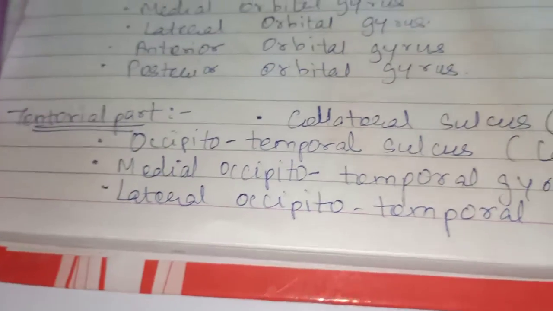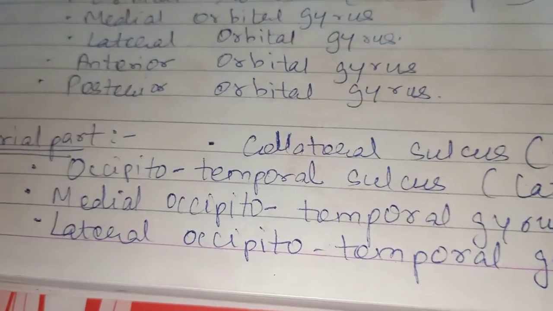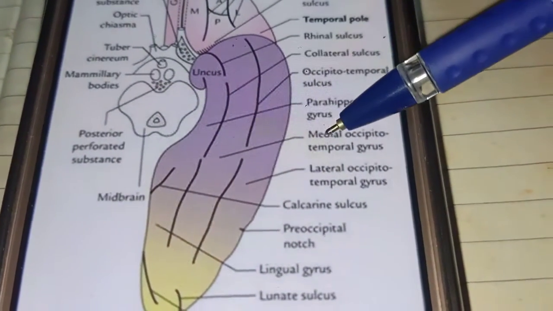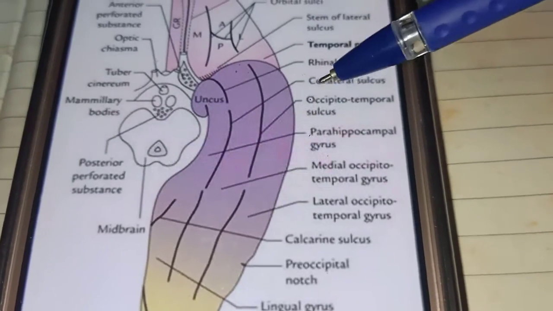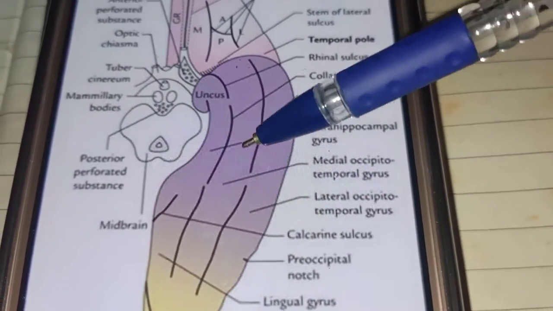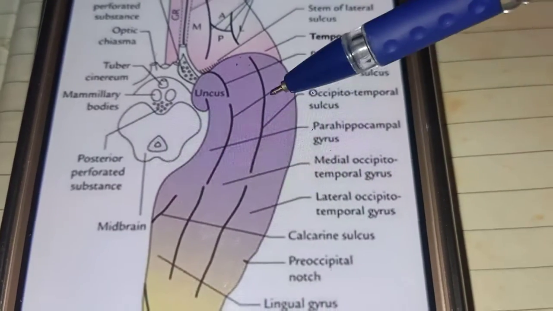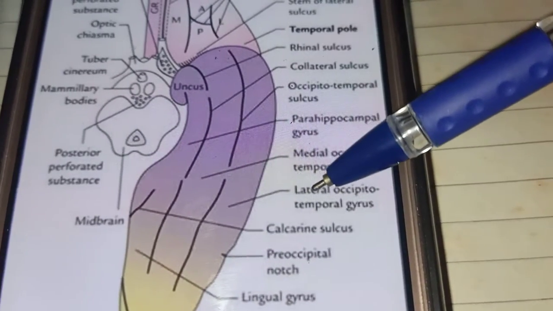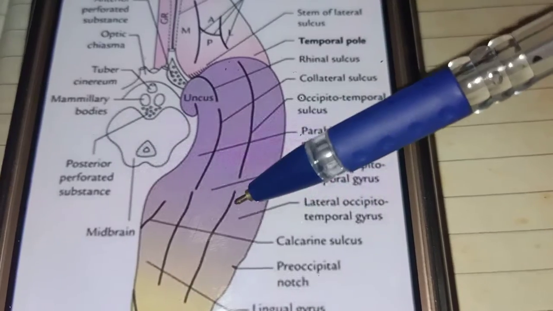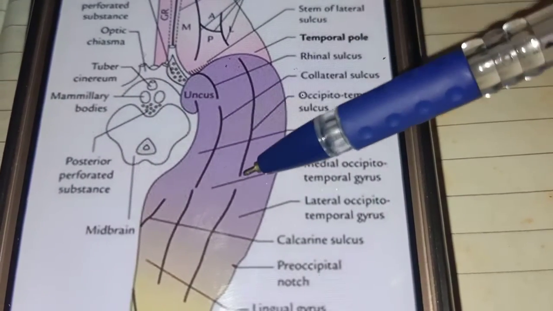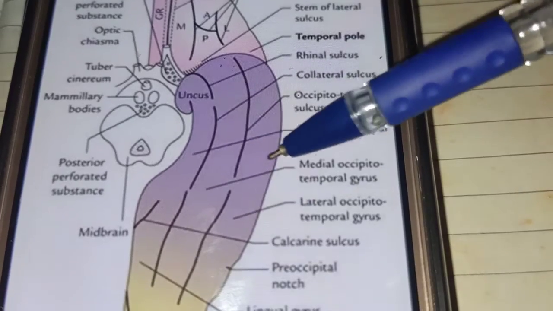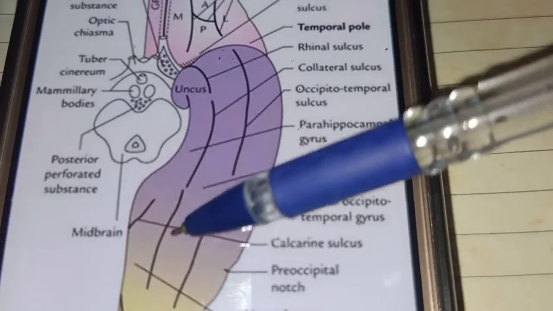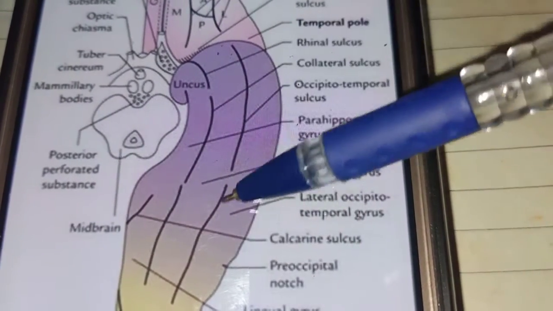Then there are the medial occipitotemporal gyri and the lateral occipitotemporal gyri. This is the medial occipitotemporal gyri, which is present between the collateral sulcus and the occipitotemporal sulcus. The lateral occipitotemporal gyri is beyond the occipitotemporal sulcus. So this is the collateral sulcus and the occipitotemporal sulcus.